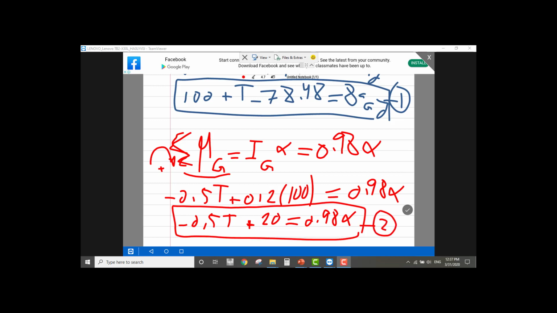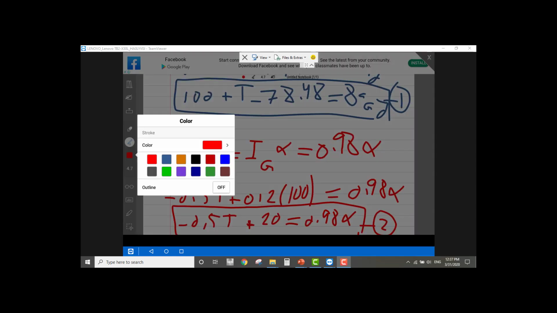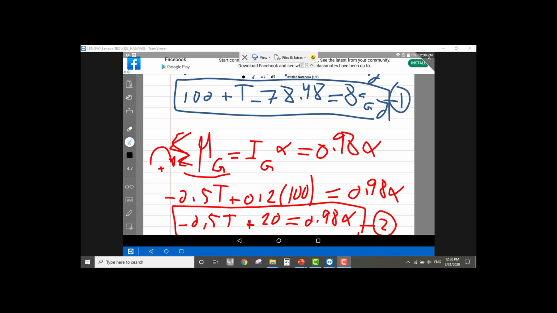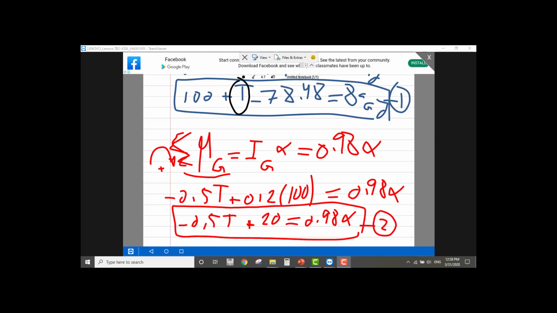We have two equations, and how many unknowns? Tension is unknown. Okay, let's use another pen. Let me use black. So this is the first unknown, second unknown. We have two equations, remember, and this is the third unknown. How many unknowns? Three unknowns. So we need an extra equation. From where?